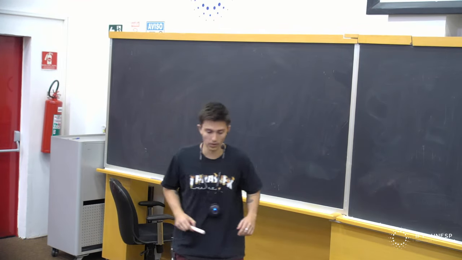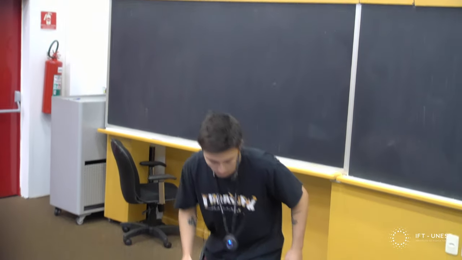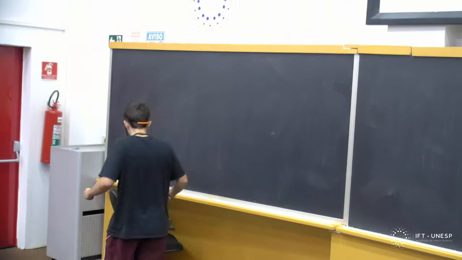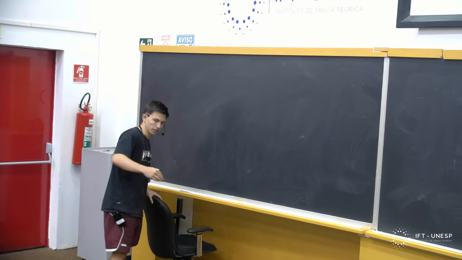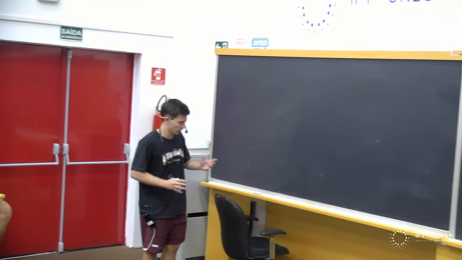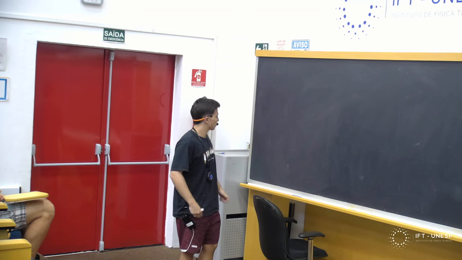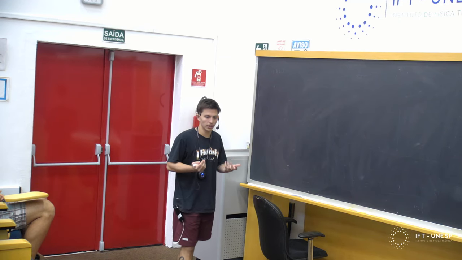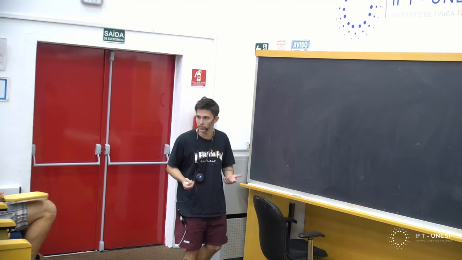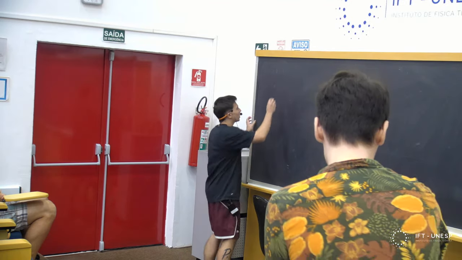So now I'm going to continue the discussion on the paper that João presented at the start. I'll start by saying that one instance in which studying position space correlators is very useful and very common is in CFTs.